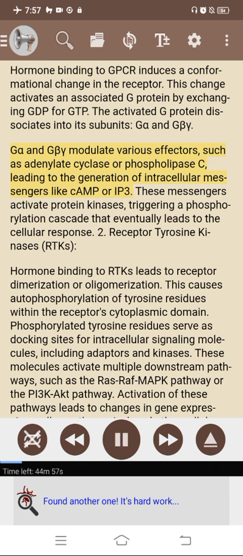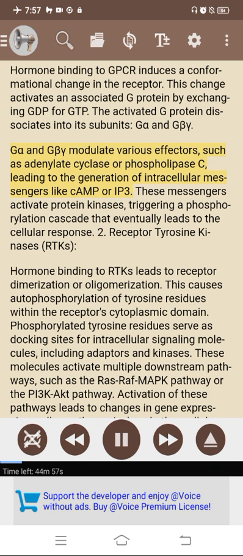G-alpha and G-beta-gamma modulate various effectors, such as adenylate cyclase or phospholipase C, leading to the generation of intracellular messengers like cAMP or IP3. These messengers activate protein kinases, triggering a phosphorylation cascade that eventually leads to the cellular response.